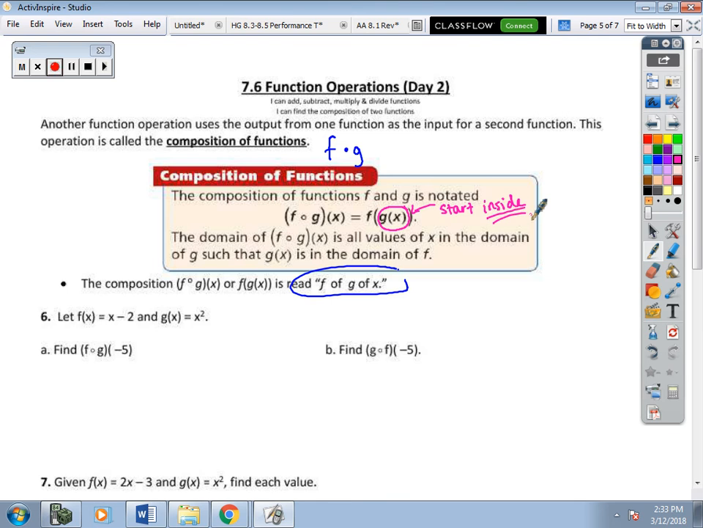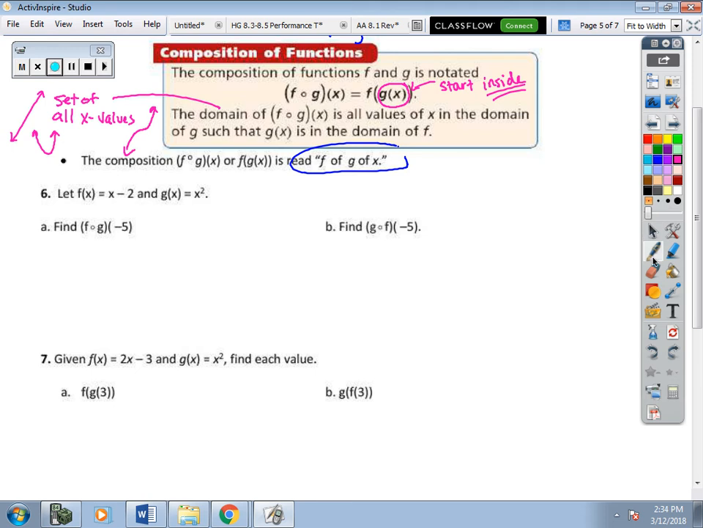Now domain, if we remember, domain is the set of all x values, and for most of our domains they were all real numbers, or negative infinity to positive infinity. That's because so far we've looked at linear, which go on forever and ever, and we've also seen quadratics that go on forever and ever, and even our cubics would go on forever and ever. So typically our domain is going to be negative infinity to positive infinity.